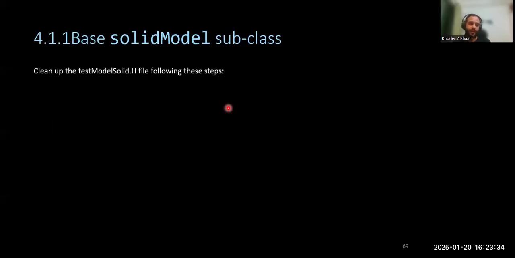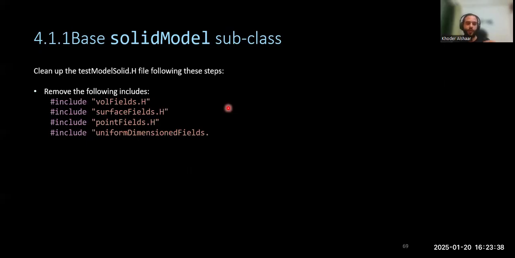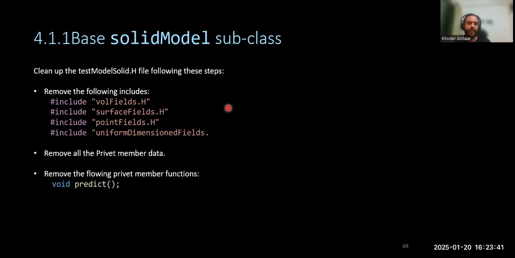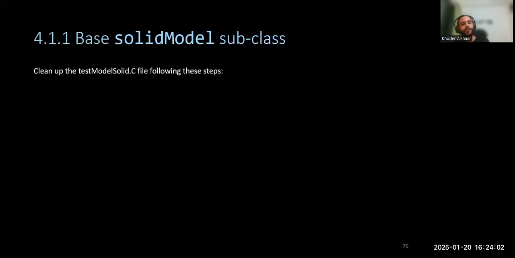Next, we clean up this solid model because we copied it from an existing one. So we remove all the libraries that we don't need. We remove all the private member data that we don't need. We remove all the member functions that we don't need, and we keep only the functions that are virtual, because you won't be able to compile your code if you don't have the implementation of the virtual functions from the derived classes, right? So from there, we move on. Similarly, we do the same thing to the source.